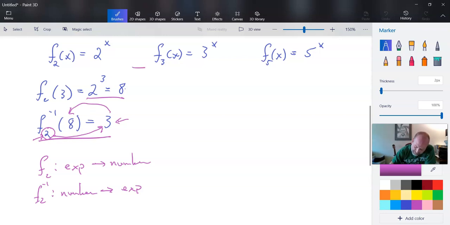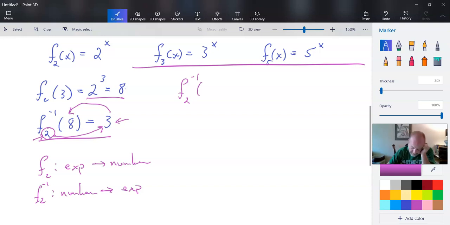So let's look at a couple of others. I'm not actually going to mess with these just yet. We're going to keep with the function base 2. So let's say I have f base 2 inverse of, let's just try some other numbers, let's say 16. Well, here's another way to look at this that may help. 16 is 2 to the 4th.